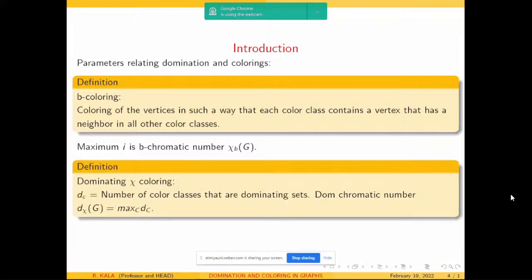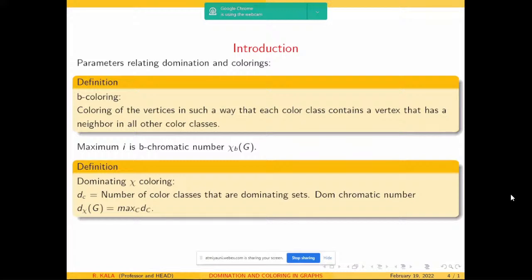And the third definition, I will be dealing with in a little more detail. That is the dom chromatic number. You take DC to be the number of color classes that are dominating sets. So take any chromatic coloring. A graph can have many different chromatic colorings. In one chromatic coloring you may have more dominating sets, in another you may have fewer. So you find DC, the number of color classes which are dominating sets, and take the maximum over all possible chromatic colorings.